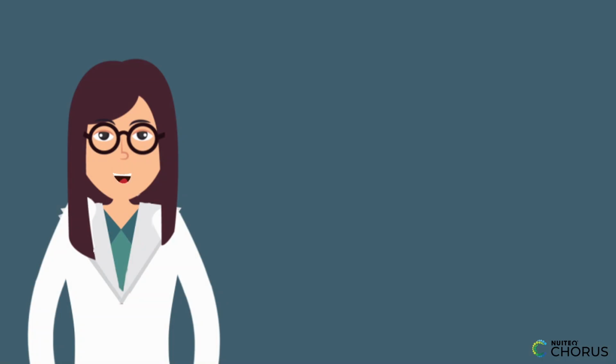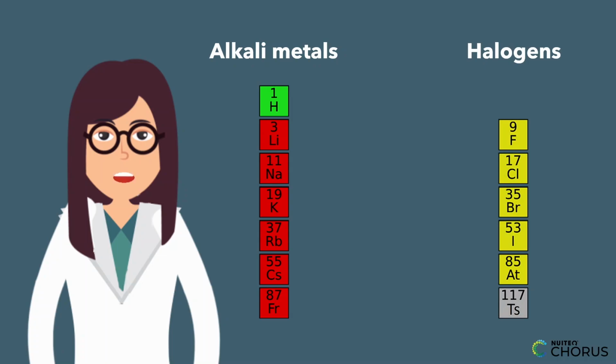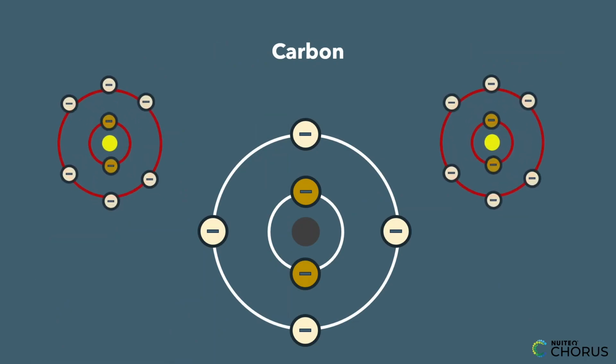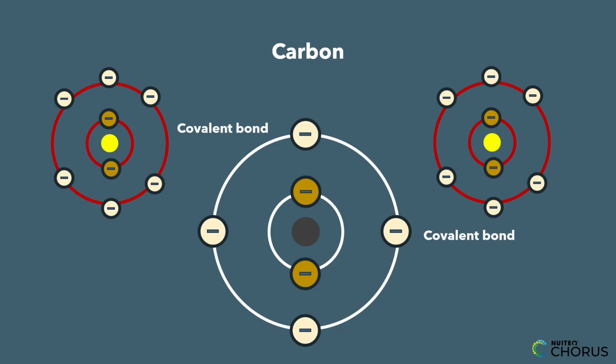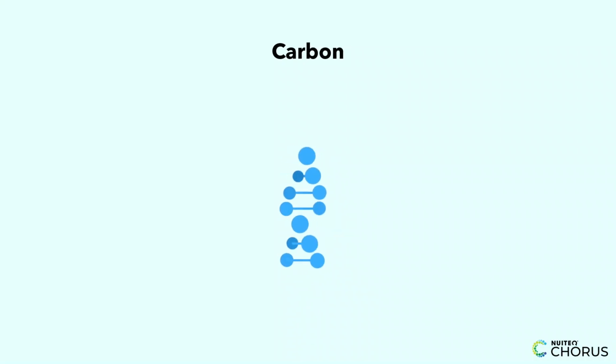Look at Group 1, the alkali metals. They all love to lose one electron, forming ionic bonds with halogens in Group 17. It's a perfect match. What about carbon? Great question. Carbon has 4 valence electrons, so it shares them equally with other atoms, forming covalent bonds. This makes carbon the backbone of life, building molecules like DNA and proteins.